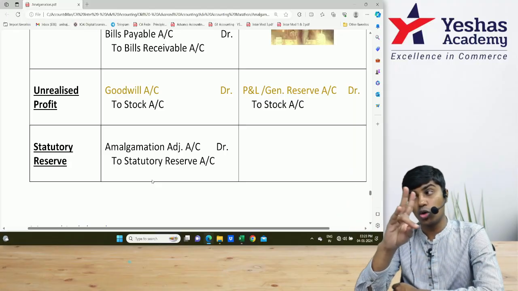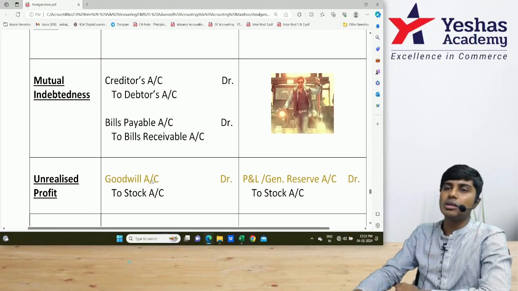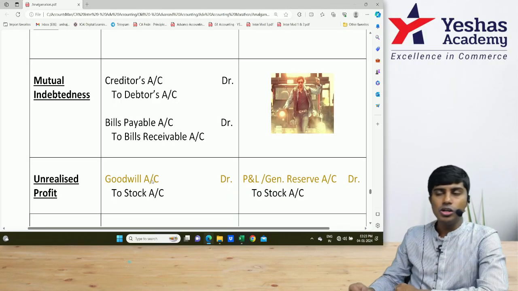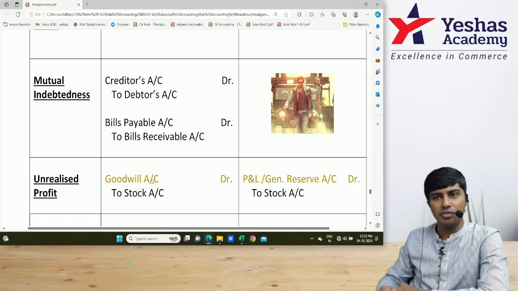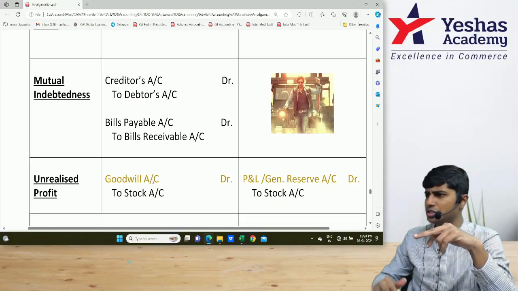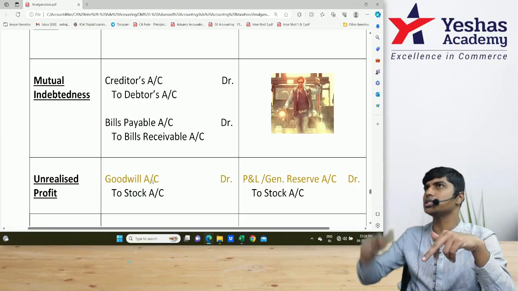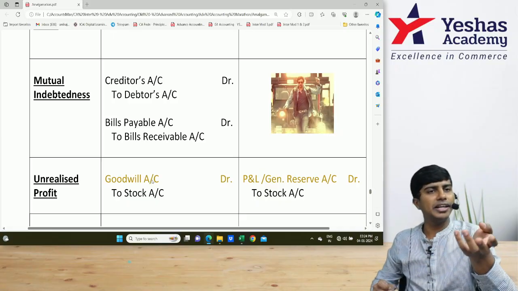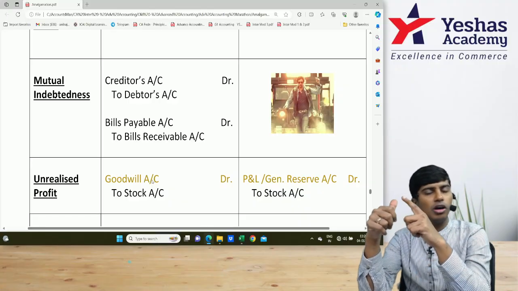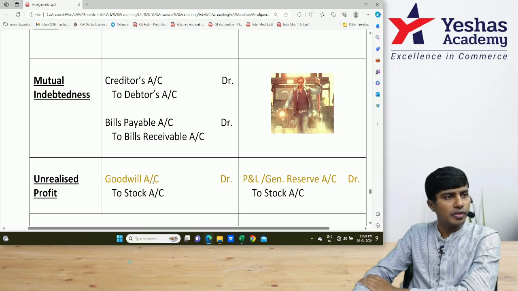D over R over U over M, mutual indebtedness, meaning one owes money to the other. This is because of the debtor-creditor relationship that they have between them. So whenever there is a debtor-creditor relationship between them, what do we do in that case? Reduce debtors, reduce creditors. Reduce bills payable, reduce bills receivable. Reduce trade receivables, reduce trade payables. So liability reducing we will debit, asset reducing we will credit. Entry will be TP to TR or BP to BR or creditors to debtors. By this our debtors, creditors also will reduce.